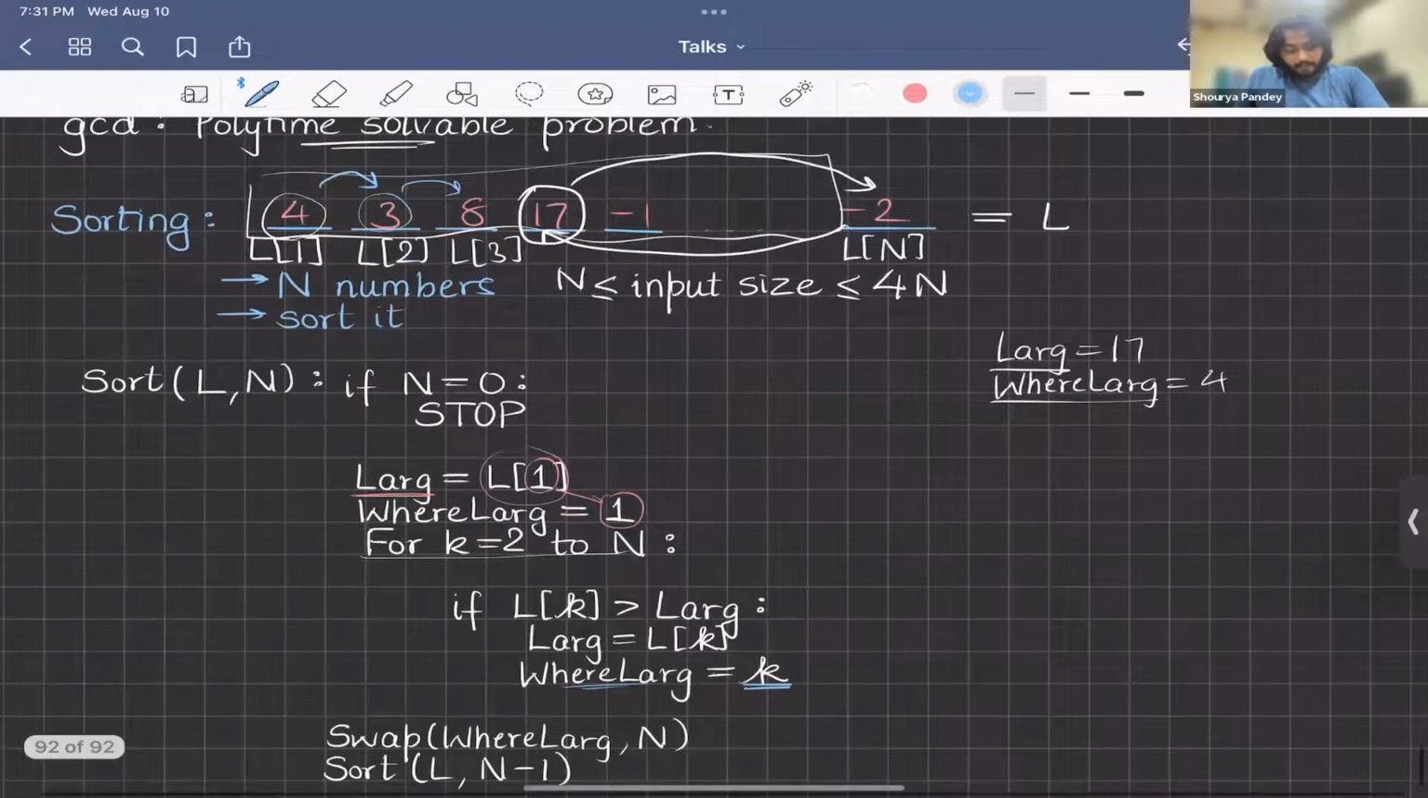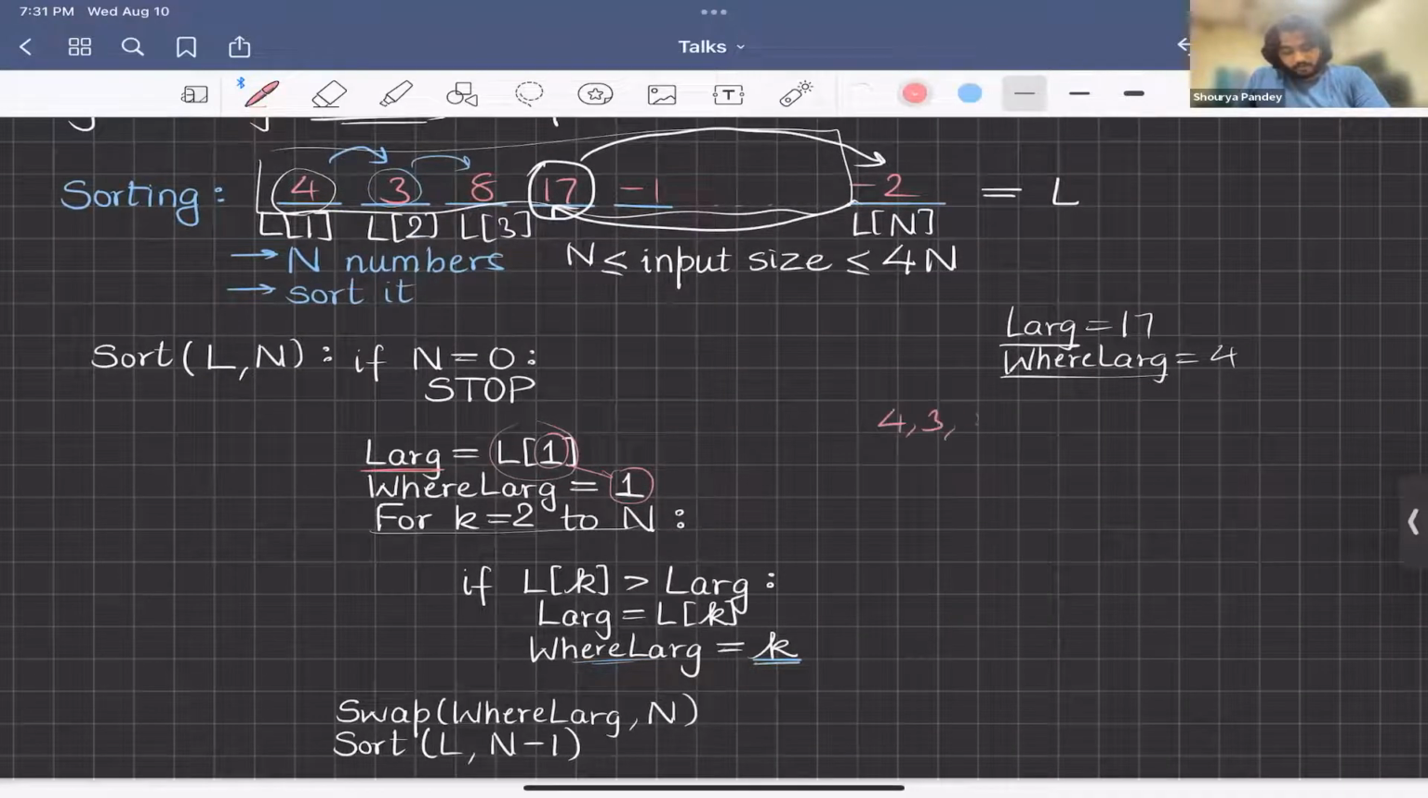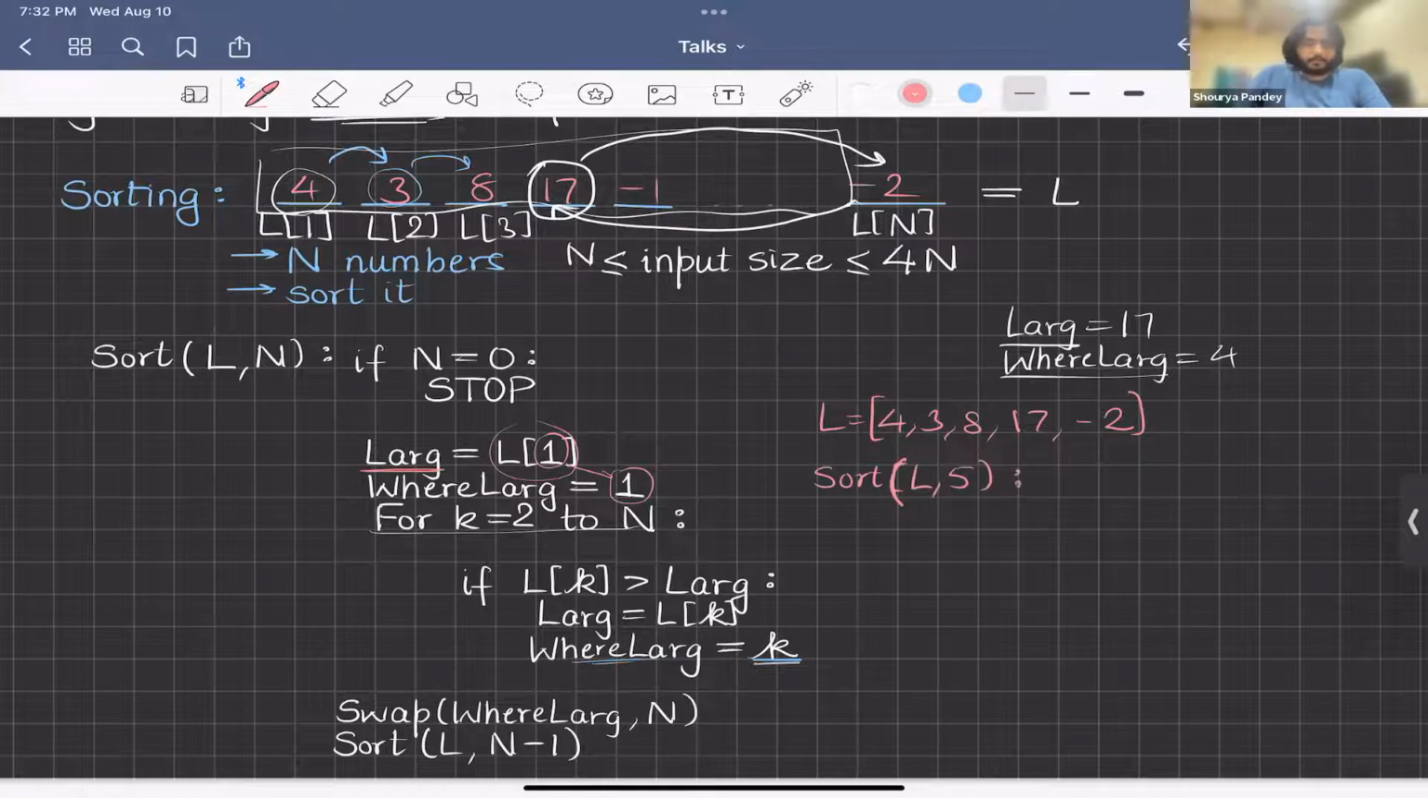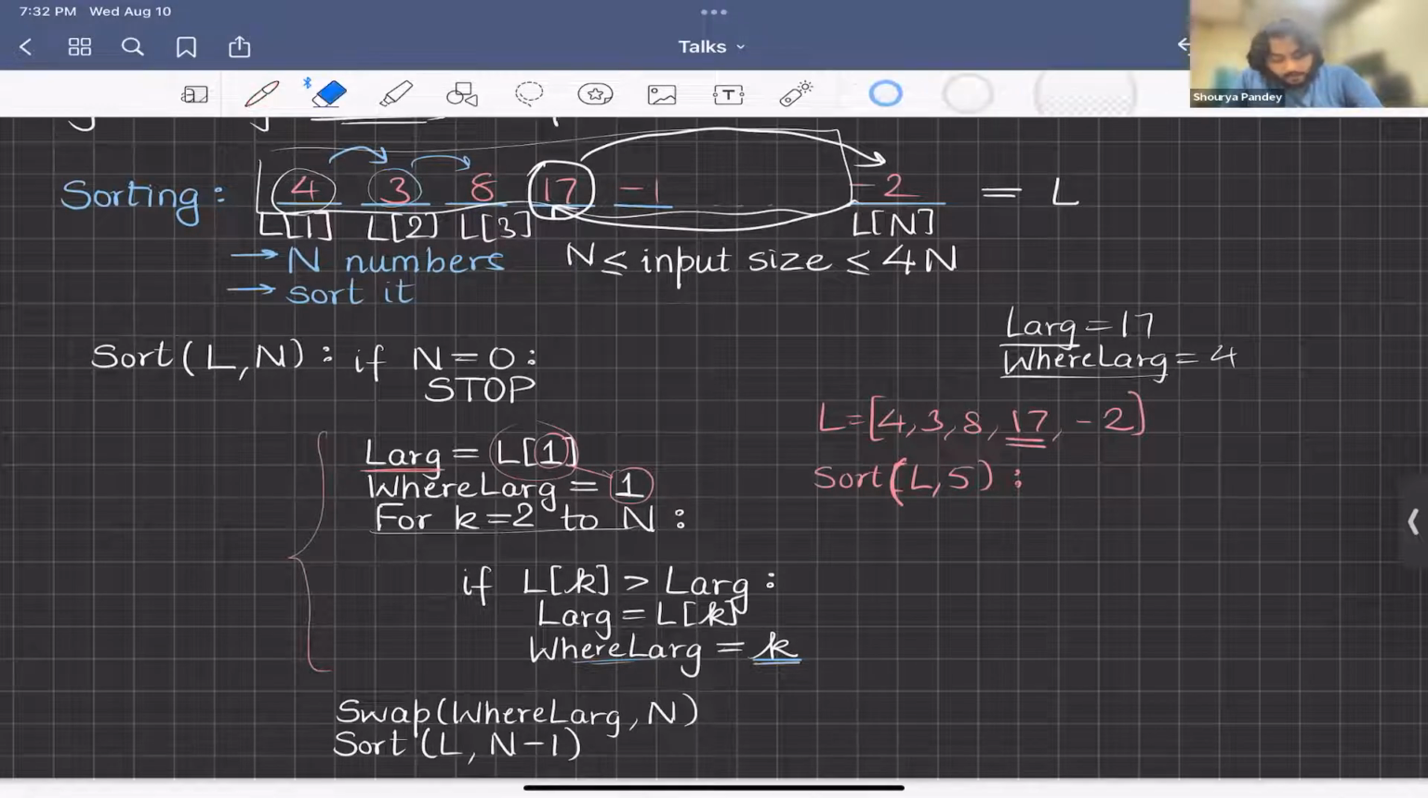So what happens? If I have, let's say, just this list, 17 and minus 2, then first I'll call sort of this. Let me call this list L, sort of L and 5, because there are 5 elements. For this whole procedure, we'll find the largest element and where it is. That will give me this, and then I'll swap these two and make it minus 2 and 17.